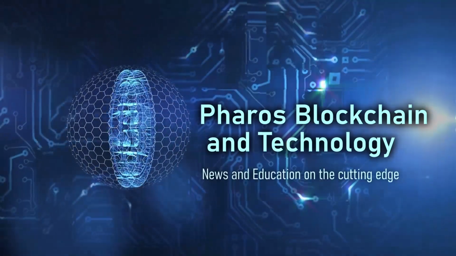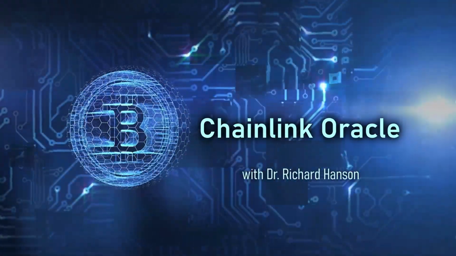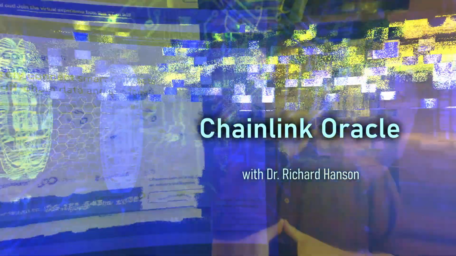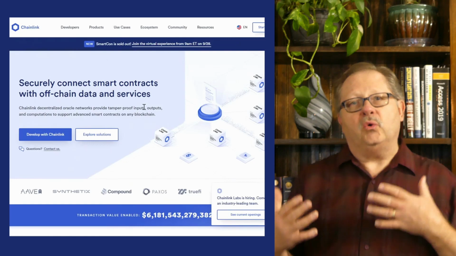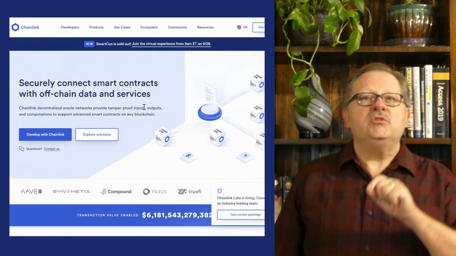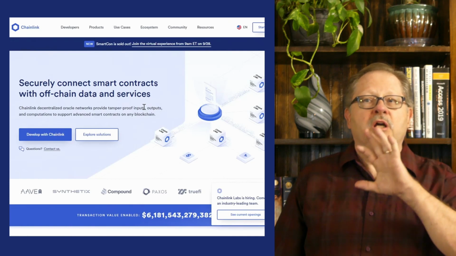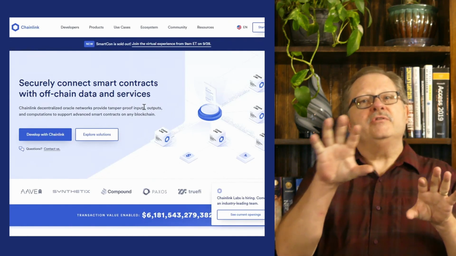Chainlink is a distributed finance application that brings big data into the blockchain. Now, Chainlink is unique because it uses something called oracles. What Chainlink does is allow people to use their smart contracts but connect them to other data sets.